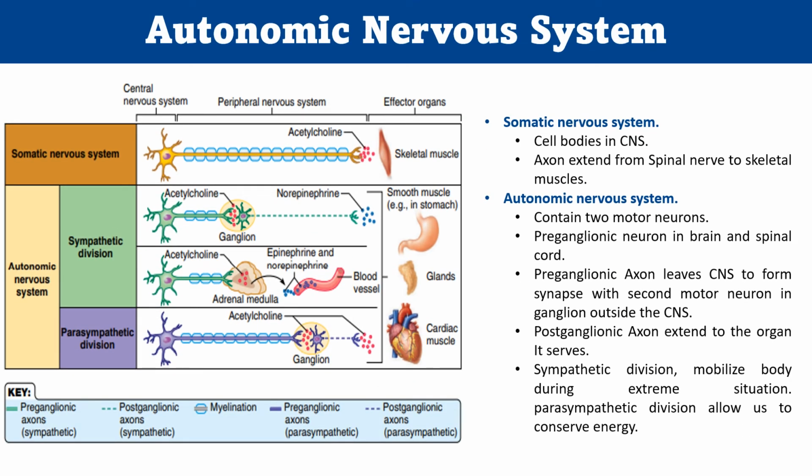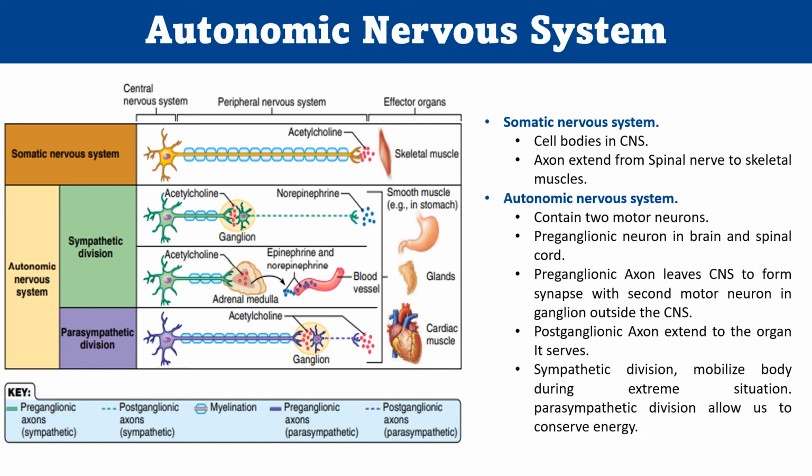Autonomic nervous system. Before we move on to the sympathetic division and parasympathetic division anatomy, let's look at the difference between the somatic nervous system and the autonomic nervous system. In the somatic nervous system, cell bodies are in the CNS, the central nervous system. Axons extend from the spinal nerve to the skeletal muscles.